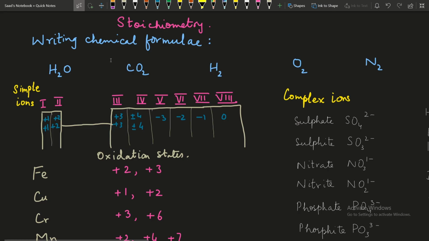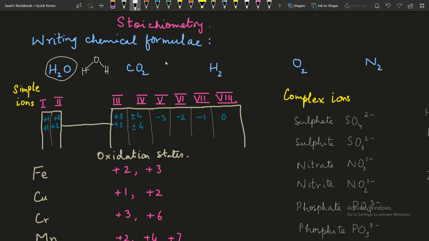So first of all we will see how to write the chemical formula. A chemical formula represents the number of atoms of different elements which are present in a molecule. For example, in the formula for water, there are two elements present: hydrogen and oxygen, and there are two atoms of hydrogen bonded with one atom of oxygen.